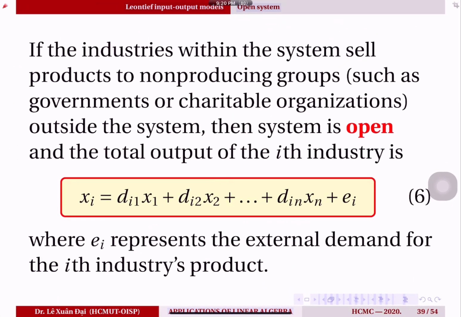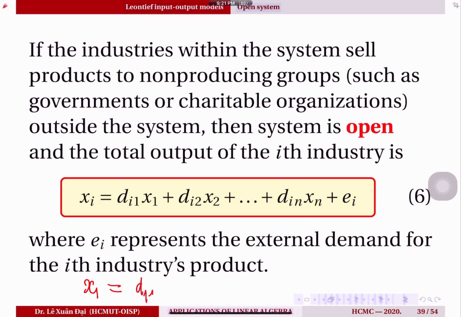Alright, so now let's consider the open system. If the industries within the system sell products to non-producing groups, such as governments or charitable organizations outside the system, then the system is open, and the total output of the industries is defined by formula number 6, where E_i represents the external demand for the i-th industry's products. So here you can say, let's consider the first industry. The total output the first industry must produce is x1.